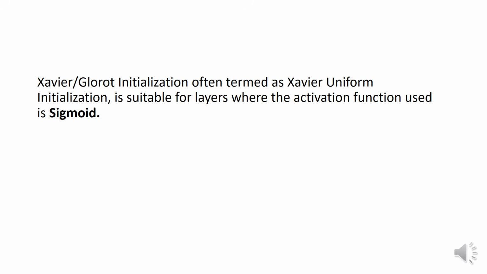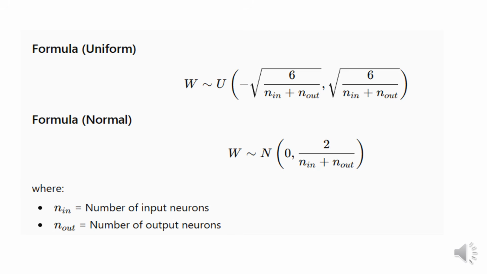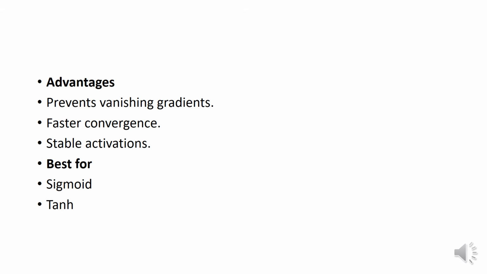Xavier initialization, often termed Xavier uniform initialization, is suitable for layers where the activation function used is sigmoid. The formula for uniform distribution is the range minus square root of 6 by (neuron in plus neuron out) to plus square root of 6 by (neuron in plus neuron out). For normal distribution, the mean is 0 and the variance becomes 2 by (neuron in plus neuron out). The advantages: it prevents vanishing gradients, faster convergence, stable activations, and it is best for sigmoid and tanh activations.